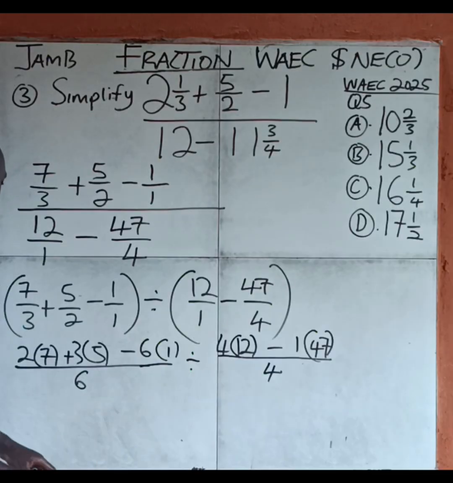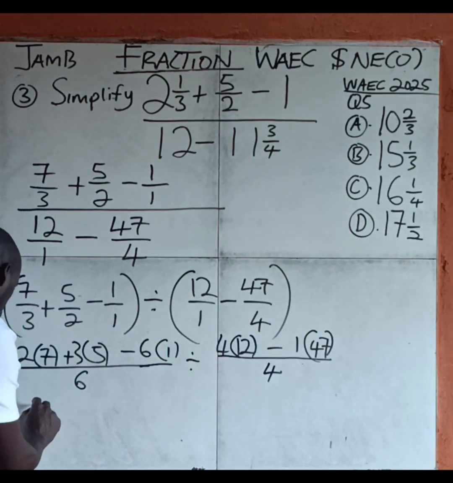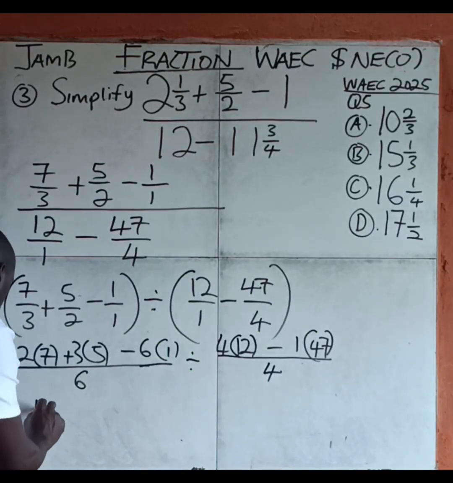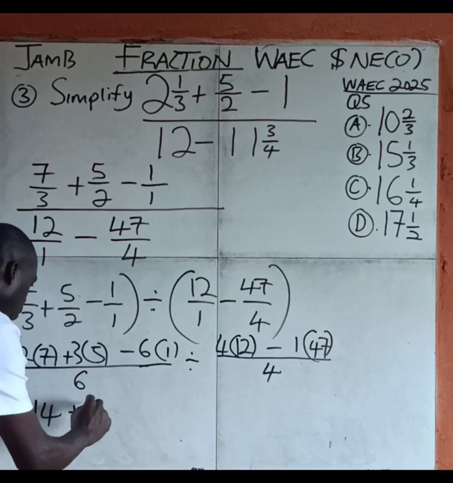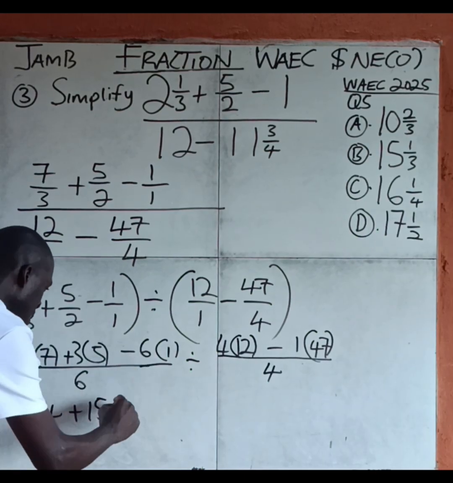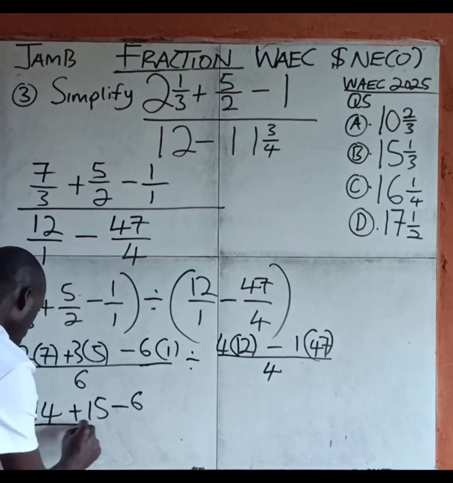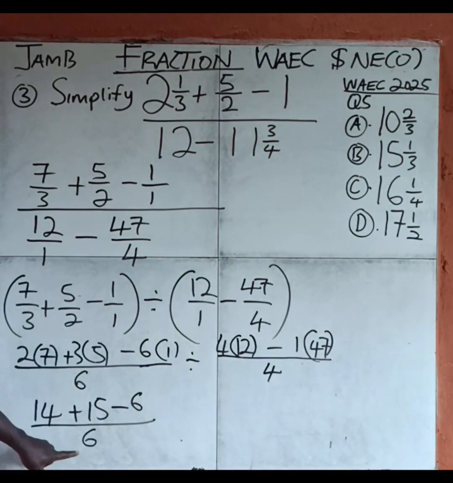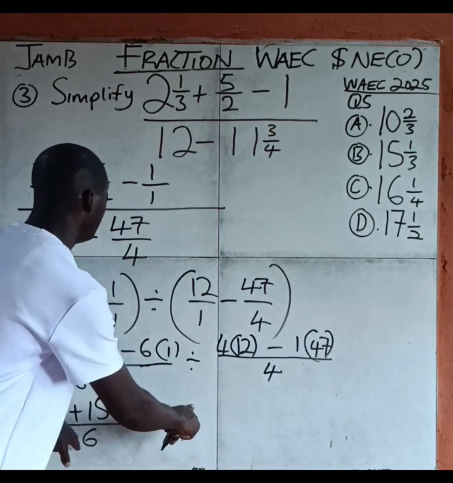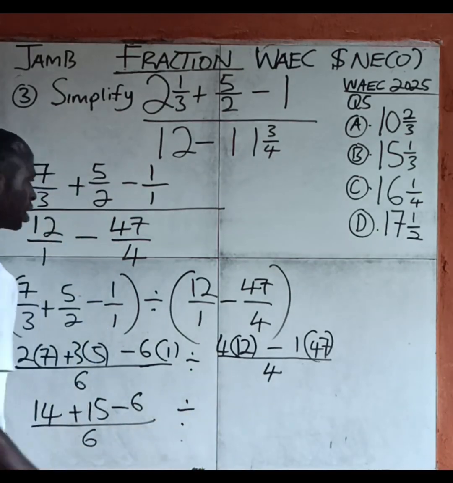At the end of the day, you are going to simplify for that. 2 times 7 will automatically give me 14. 3 times 5 will give me 15. Then 6 times 1 will give me 6 over 6. So this is what we are currently having here. I'm still going to drop my division sign. You can see the way we are clearly doing it.